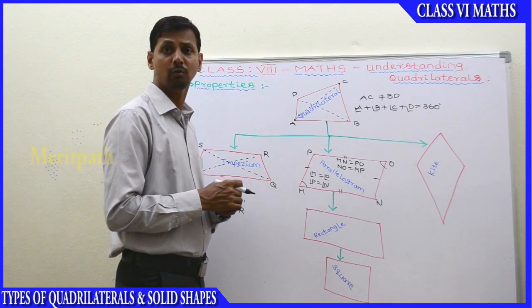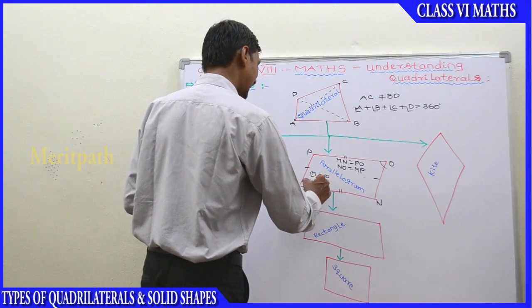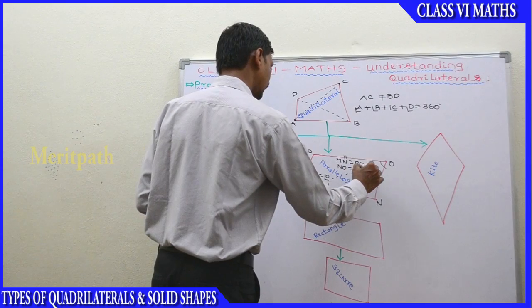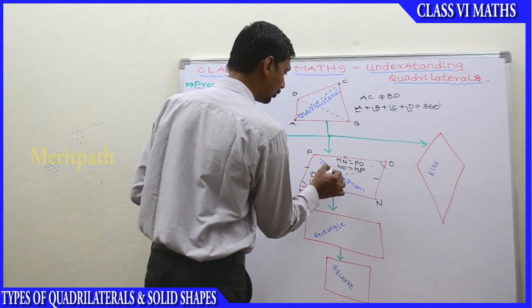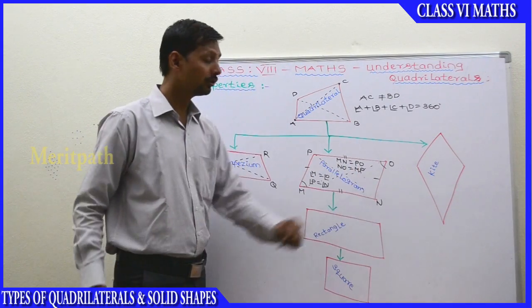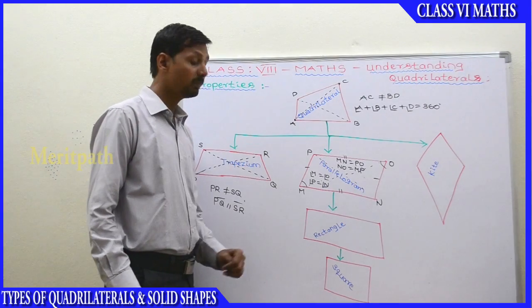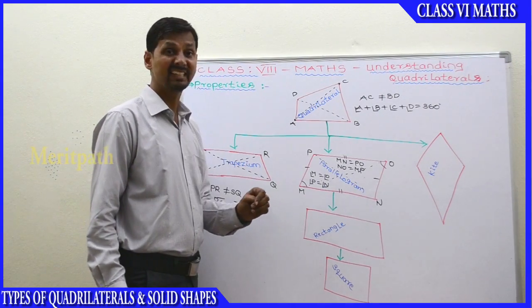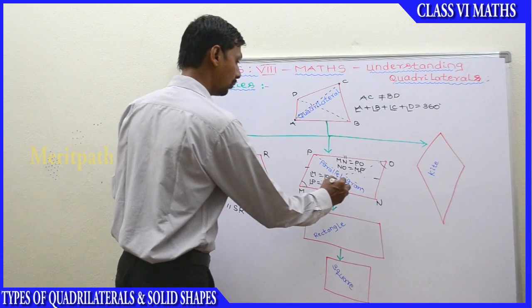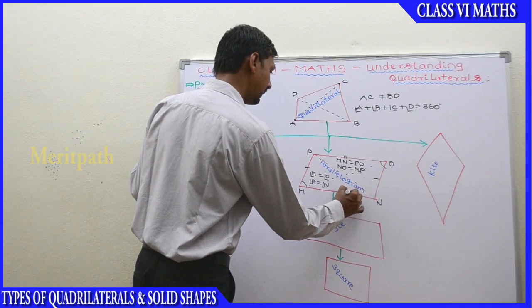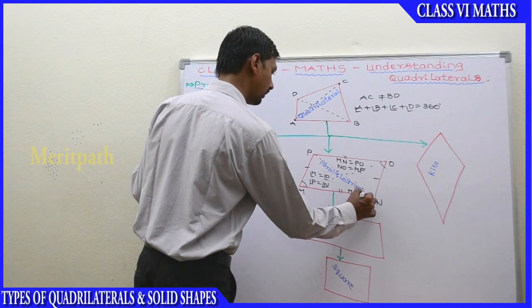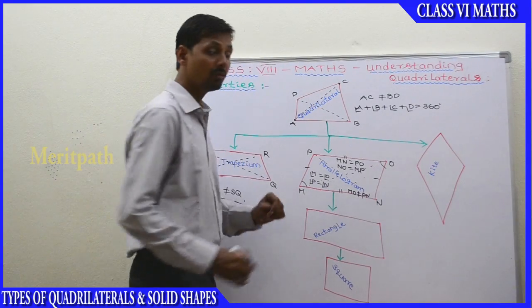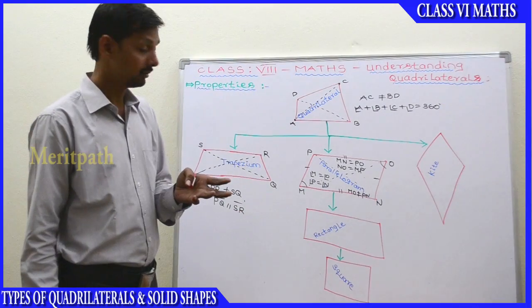Coming to the diagonals, when we draw the diagonals of a parallelogram, their lengths are not equal, because the length of MO is not equal to PN, and MO is greater than PN. So MO is not equal to PN. The lengths of the diagonals are different in this.